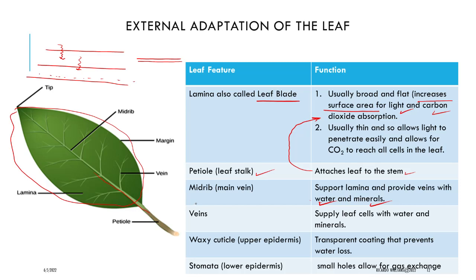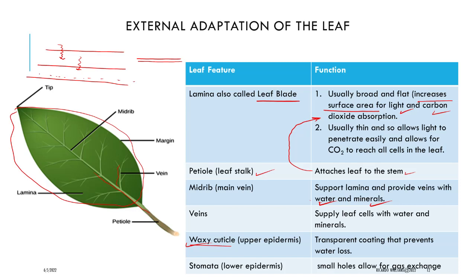Now the veins are those smaller branches that branch off from the main vein, and what they do is bring water to as many areas in the leaf as possible, so that all leaf cells can get some water. The waxy cuticle is the coating or covering of the upper surface of the leaf, and what it does is prevent desiccation, that is, prevent drying out of the leaf.